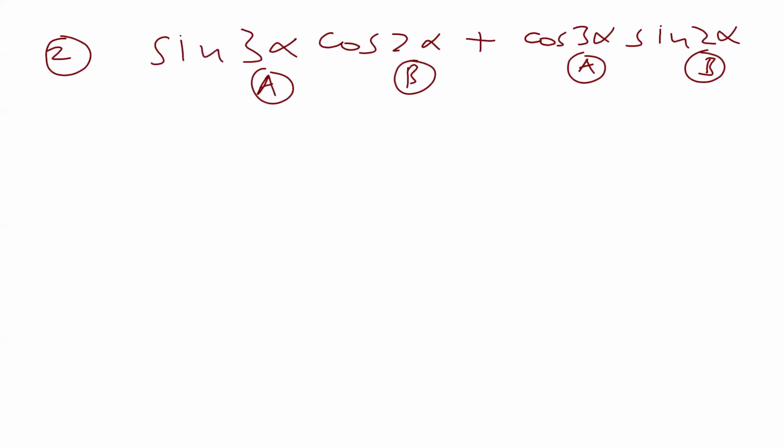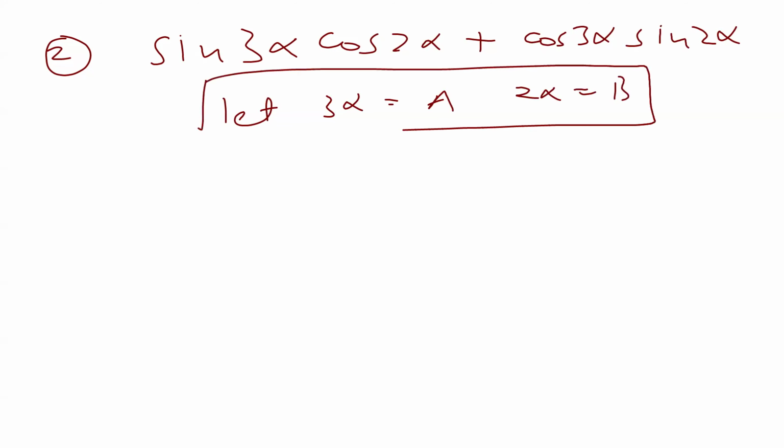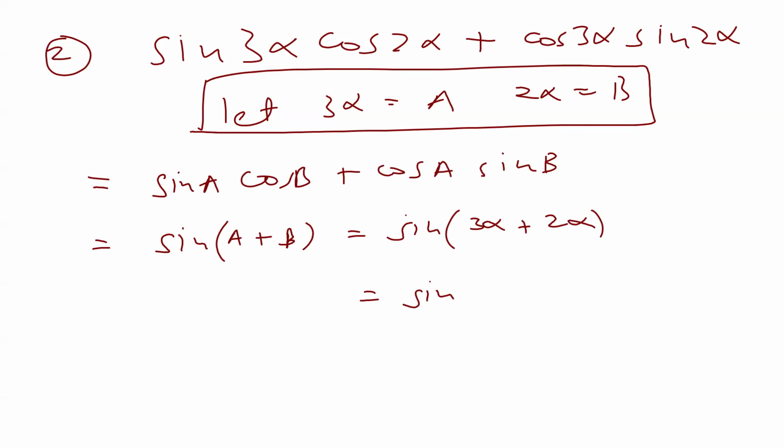Okay, I'll write that way, sorry. Let 3 alpha be A, 2 alpha be B. So this can be written as sine A cos B plus cos A sine B. So this is sine A plus B as per the compound angle formula. Put the values of A and B. So this is sine 5 alpha.